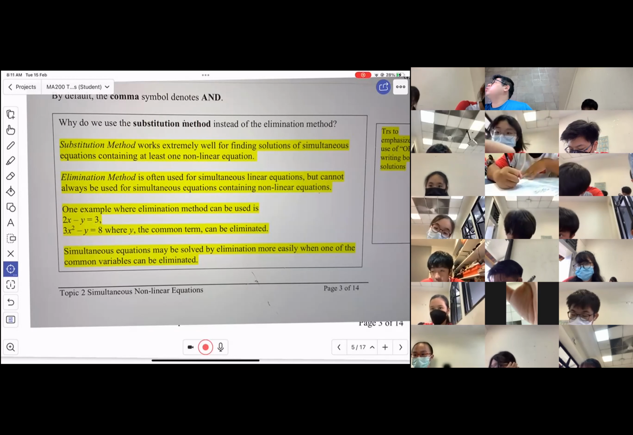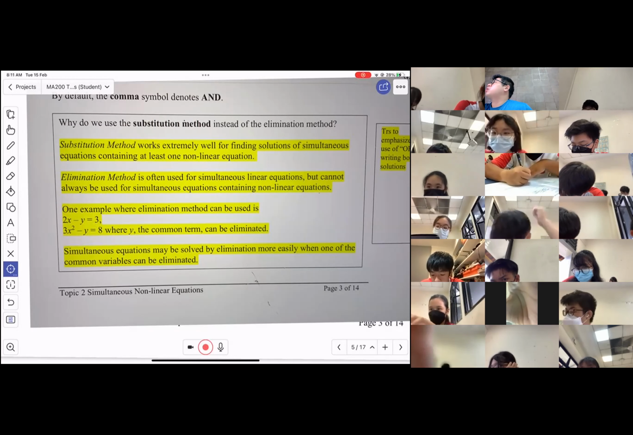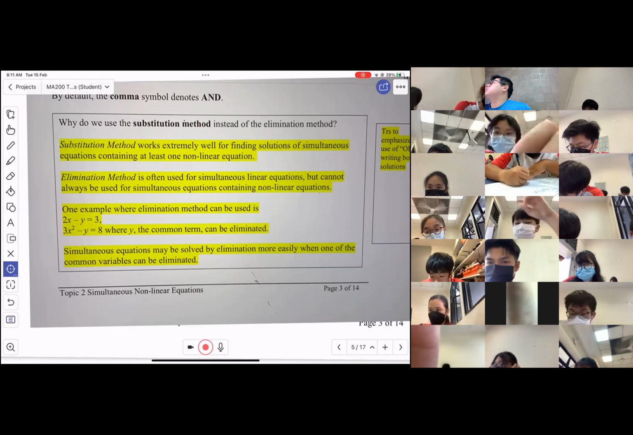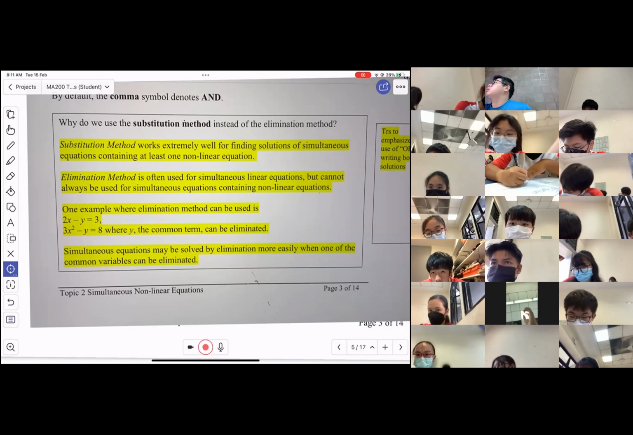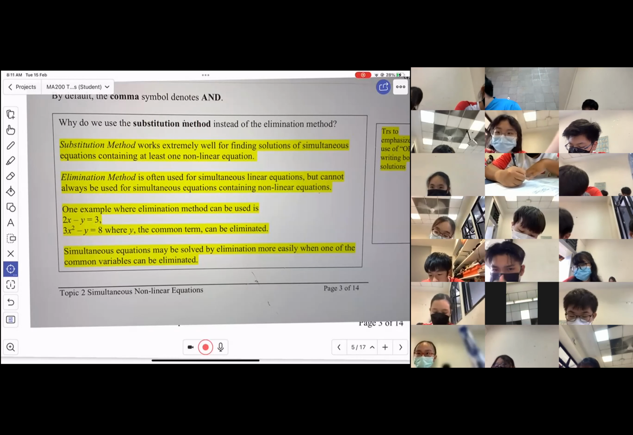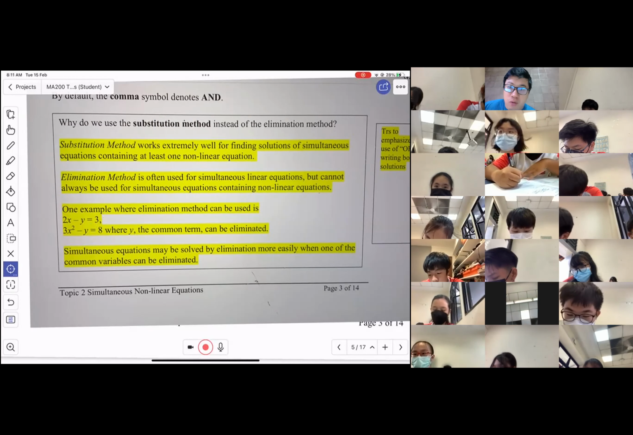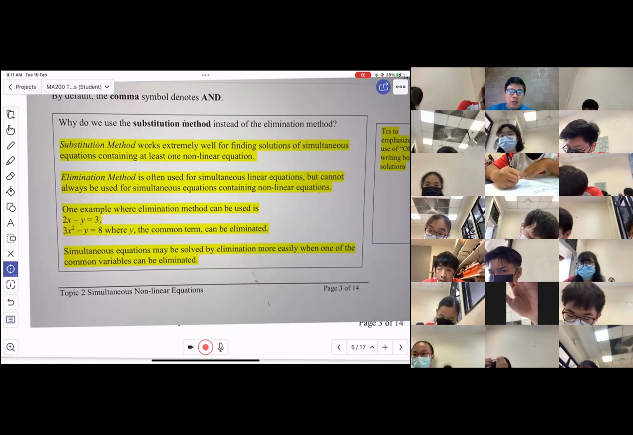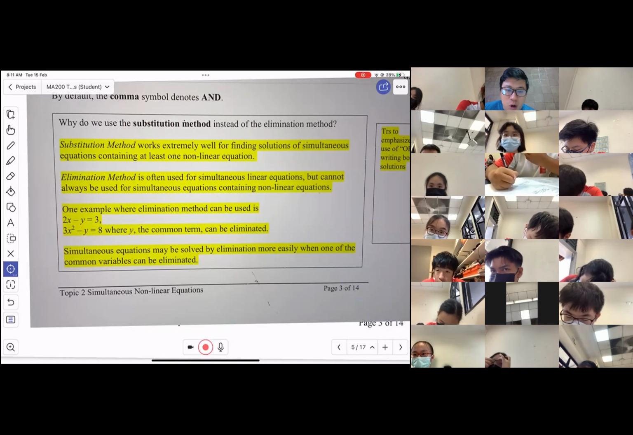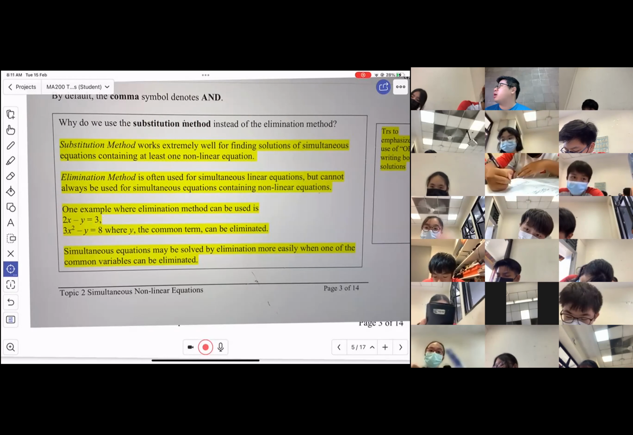Question 1.2. One student asked for question 1.2. X should be different. Let me just pause at this page for a while, because some of you are copying. Those who haven't copied, just make sure you copy. This is at the bottom of the page.